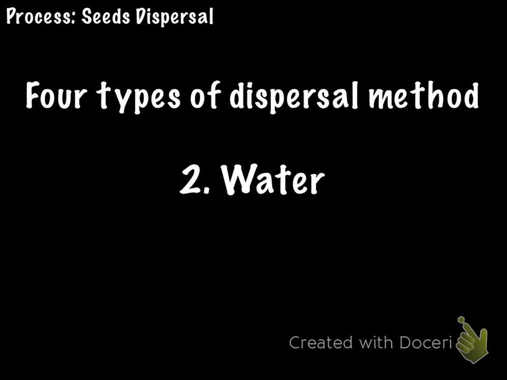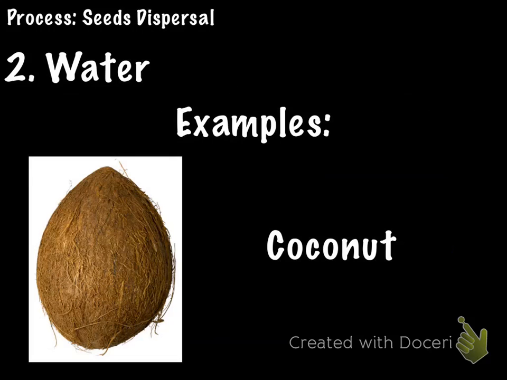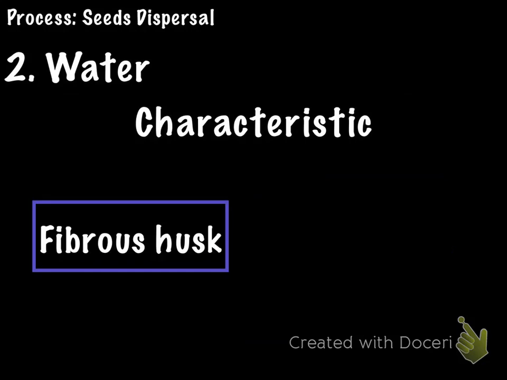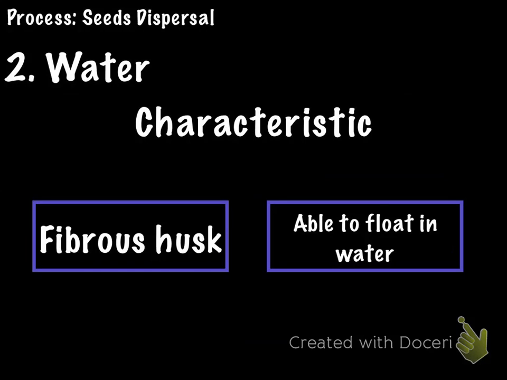Now, next, seed dispersal method through water. We have examples right here, coconut and pong-pong. Now, what are the characteristics? It needs to have a fibrous husk and must be able to float in water.